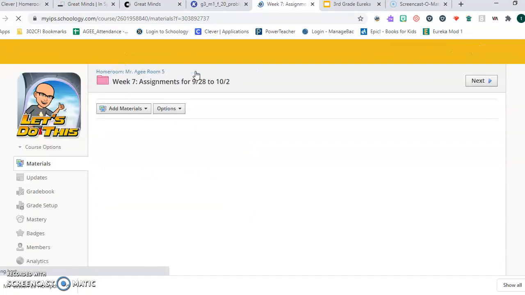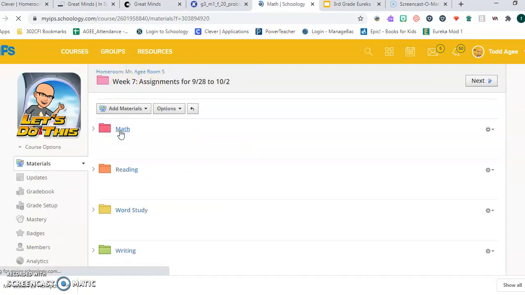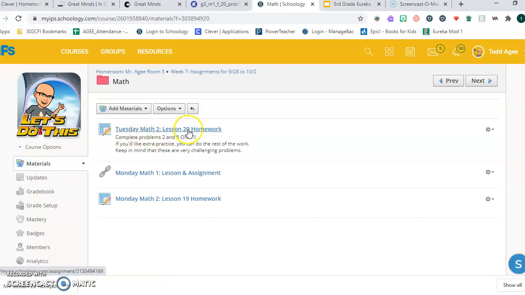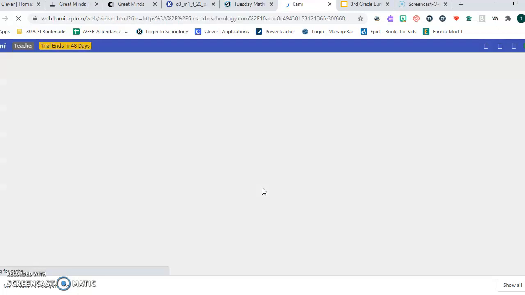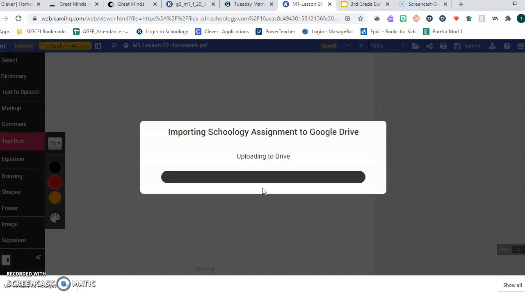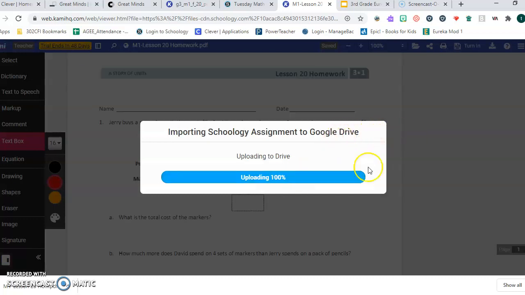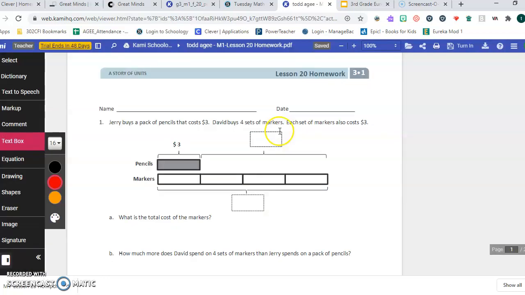So onto your assignment. If you go into the Math Schoology page, look in the week 7 assignments in the math folder, you'll see Tuesday Math Lesson 20 homework. You're going to need to open it up with the Kami app. And when you open it up with the Kami app, you should see, I already marked up this page a little bit to try to support you.